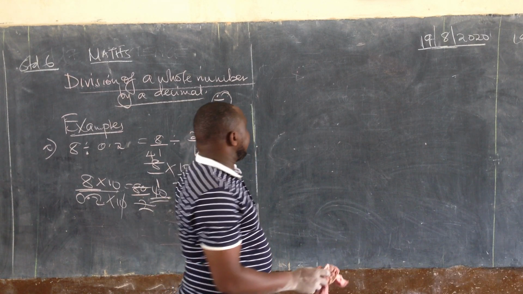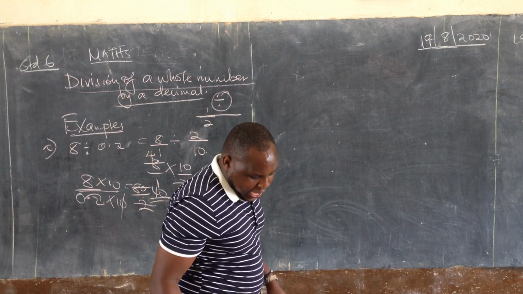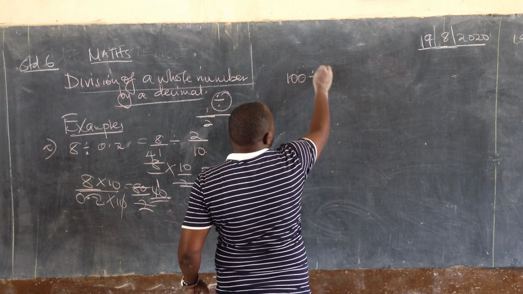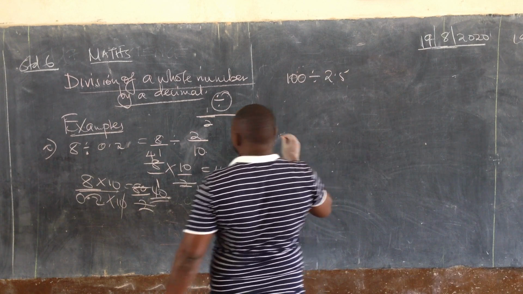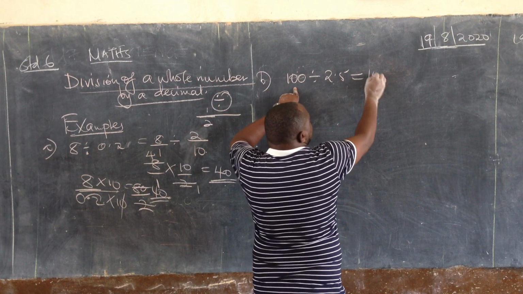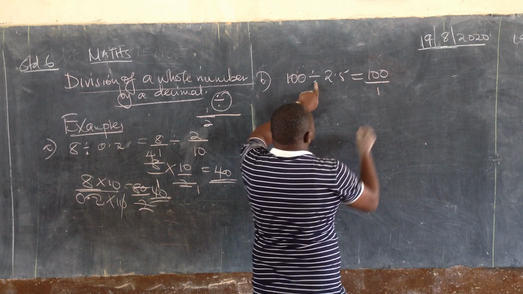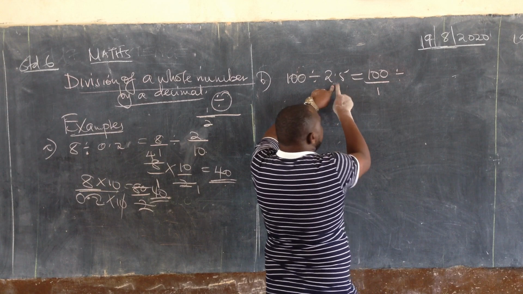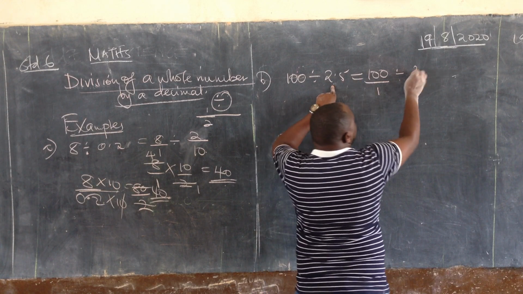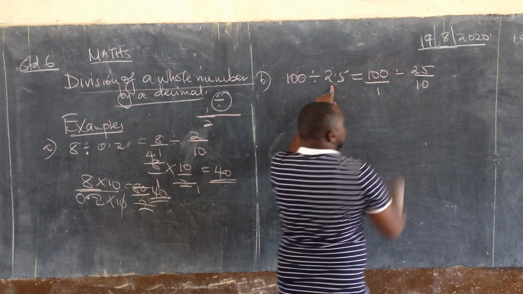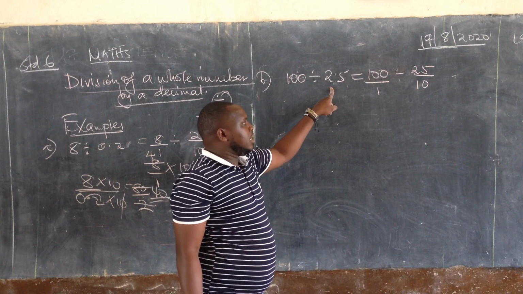That is 7 divided by 0, 100 divided by 2.5. So I'm going to use both methods. My method number one: you take this 100 over 1, divided by 2.5. Make it a fraction: it is 25 over 10, that one decimal place, over 10.